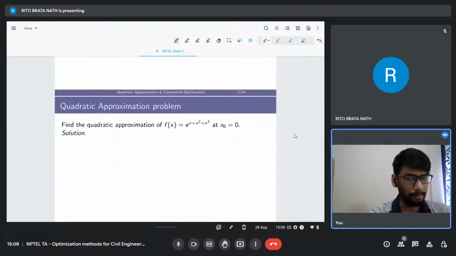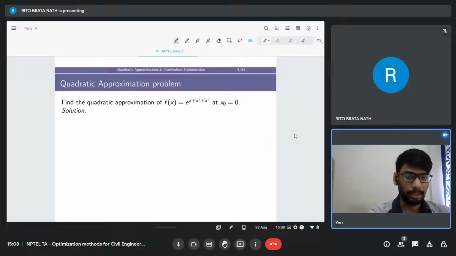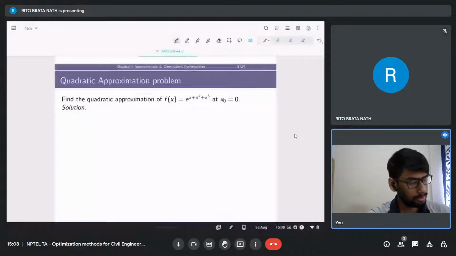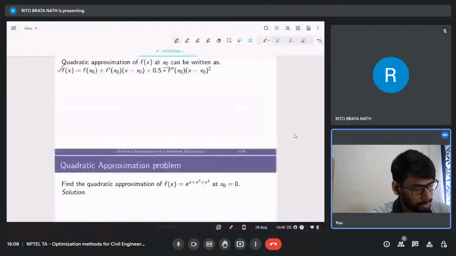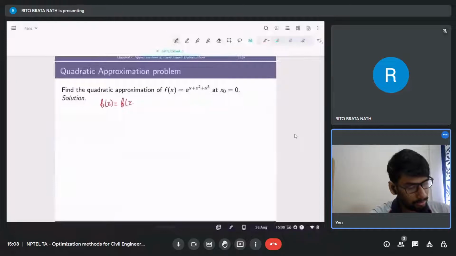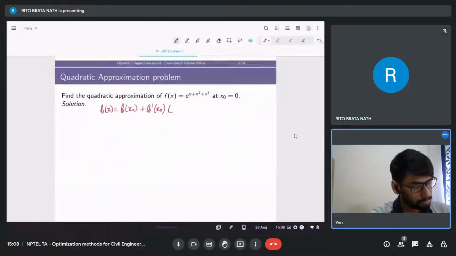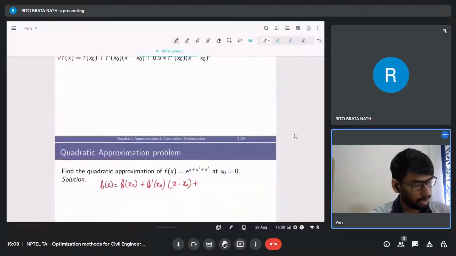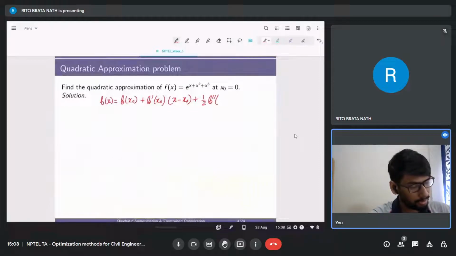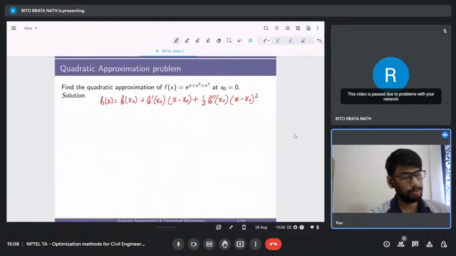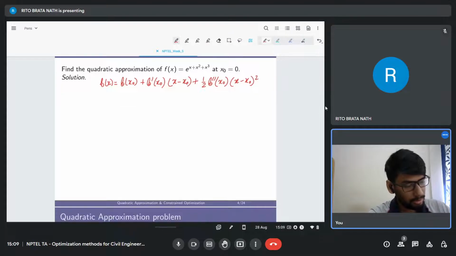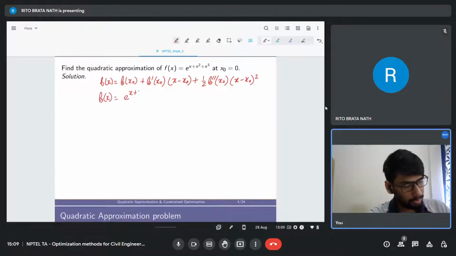So this is the problem that I have for a single variable function. f(x) is e to the power x plus x squared plus x cubed, and I need to approximate this function at x naught equals 0. So let's see how I can do this. First, let me write down the formula itself. It is f(x naught) plus f prime of x naught times (x minus x naught), plus half times f double prime of x naught times (x minus x naught) squared. So this is the formula that we have, and the function that I have right now is f(x) equals e to the power x plus x squared plus x cubed.